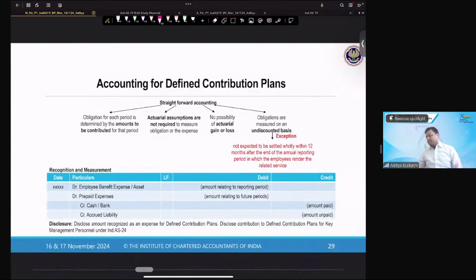All right. Now, accounting for defined contribution plans.